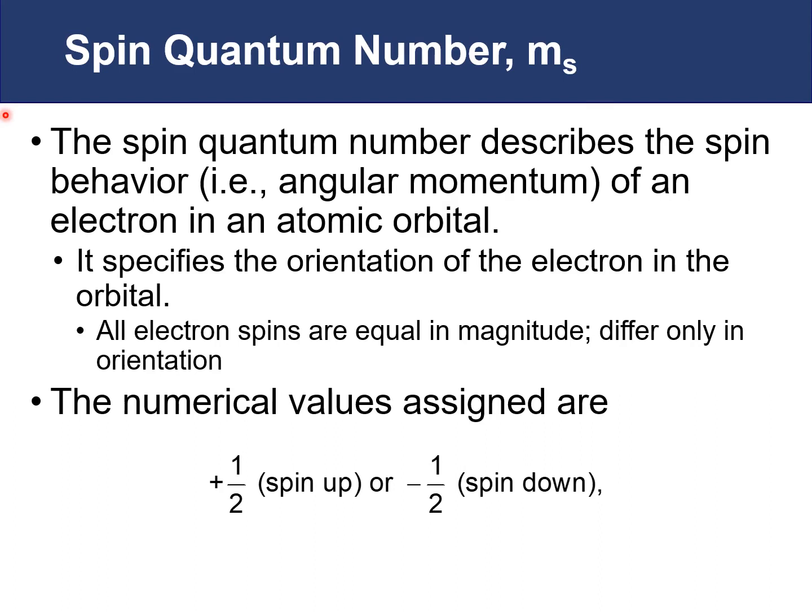The last of the quantum numbers is the spin quantum number, m sub s. The spin quantum number describes the spin behavior, also known as the angular momentum, of an electron in an atomic orbital. It specifies the orientation of the electron in the orbital. All electron spins are equal in magnitude, but differ only by the orientation. There are 2 possible values for m sub s. m sub s can either be plus 1/2, which we will call spin up, or minus 1/2, which we will call spin down.